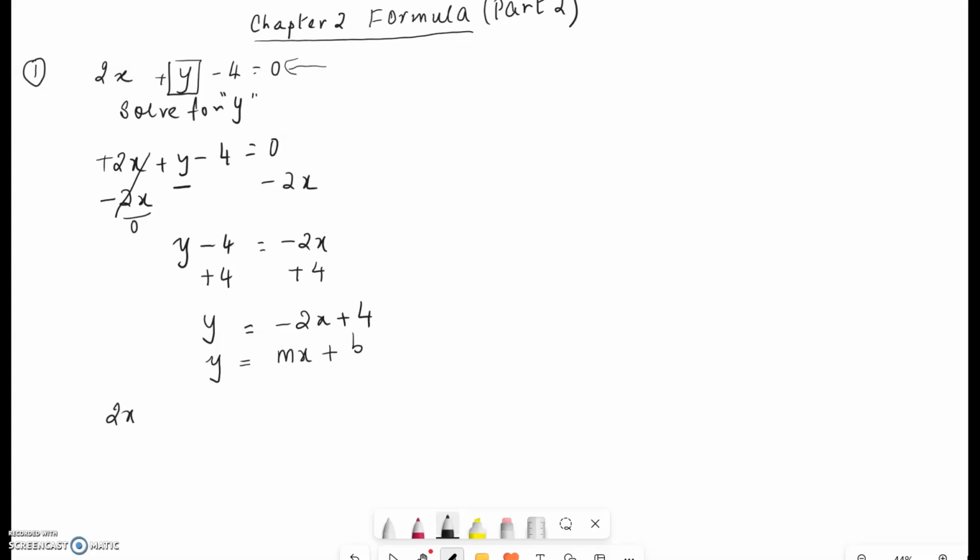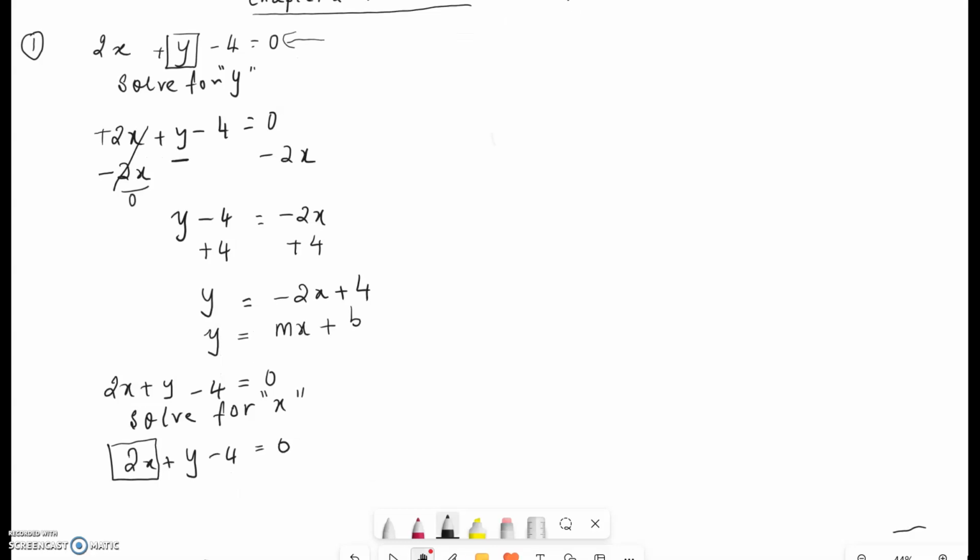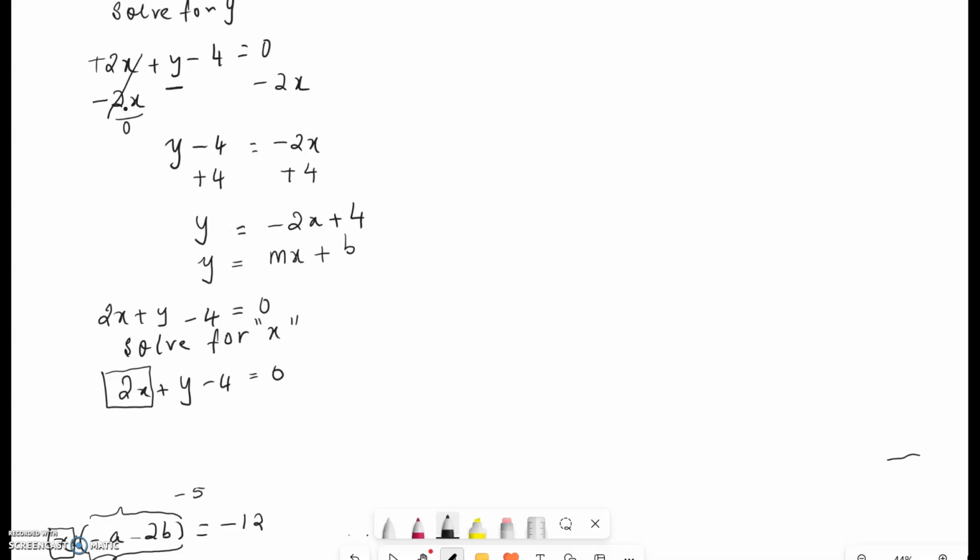Now I take the same equation and I solve for x. I could solve for x if I wanted to. So let's write this equation down: 2x plus y minus 4 equals 0. If I want to solve for x, I want to keep x on the left. I need to get rid of the plus y and the minus 4. And now that you're used to this, I'm going to do both at the same time. I'm going to subtract a y on both sides, and I'm going to add a 4 on both sides.